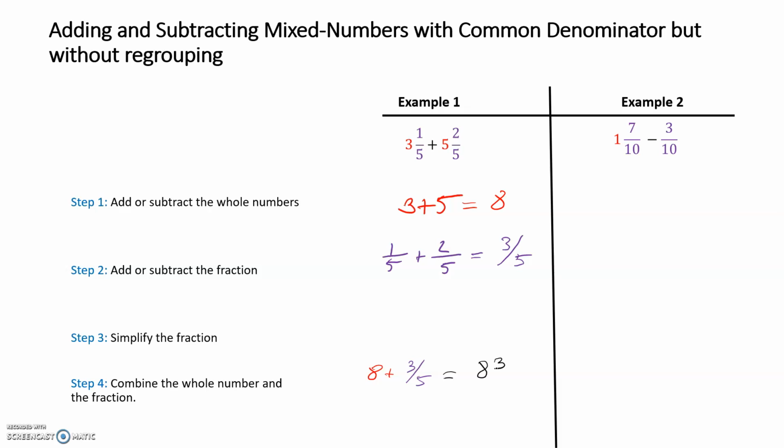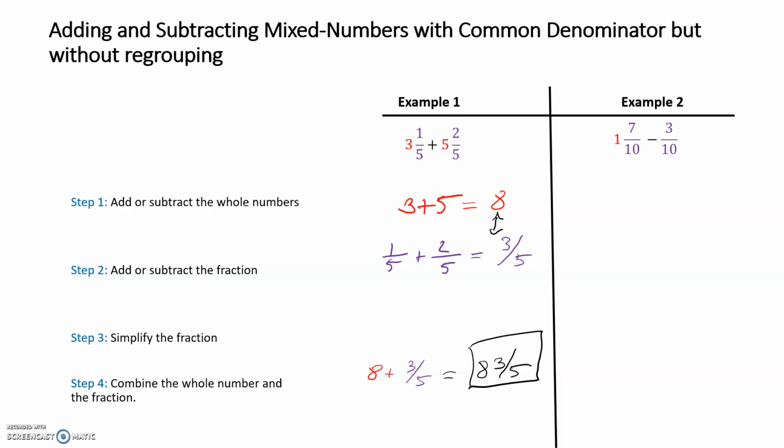8 and 3/5. Just to be clear, that addition doesn't have anything to do with that addition symbol. All I'm doing is simply combining. I'm combining the whole number and I'm combining the fraction. So my final answer for example number 1 is 8 3/5.